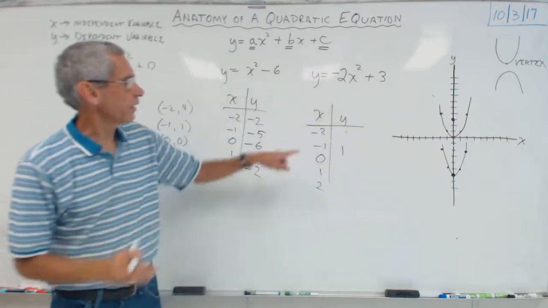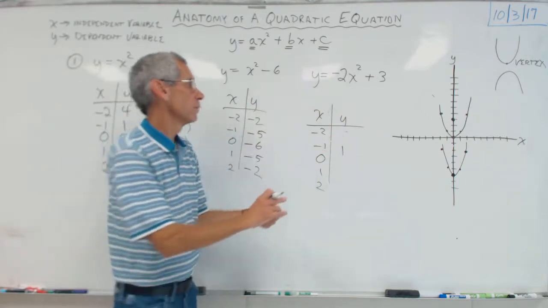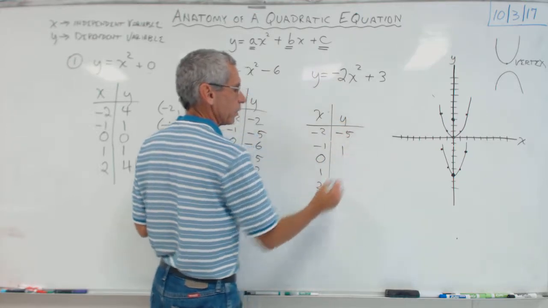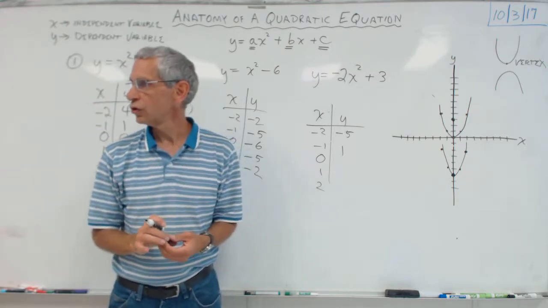Okay, when x is negative 2, what is it? 4, then 4 times negative 2 is negative 8, plus 3 is negative 5. Am I right?